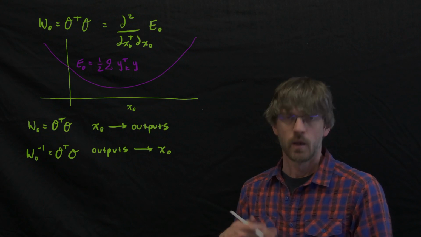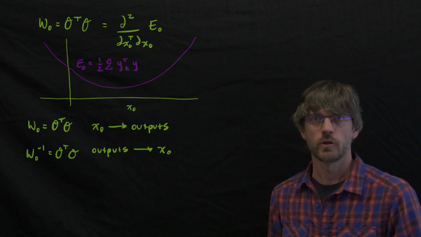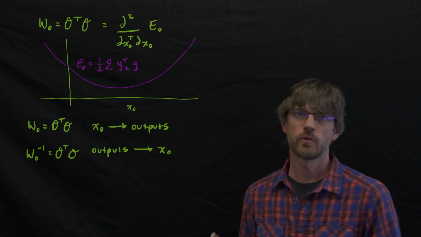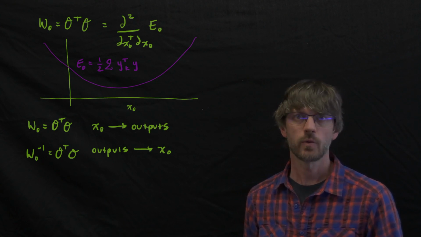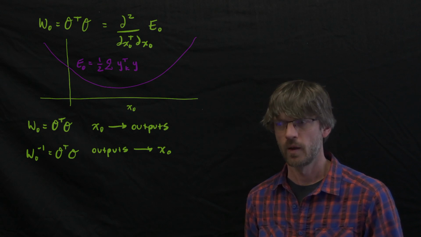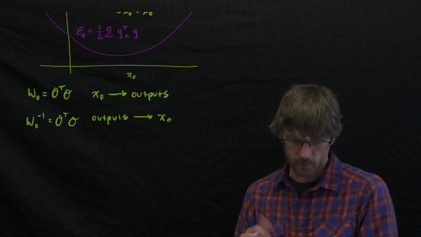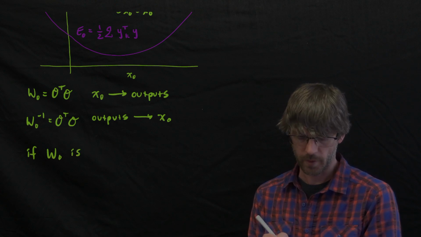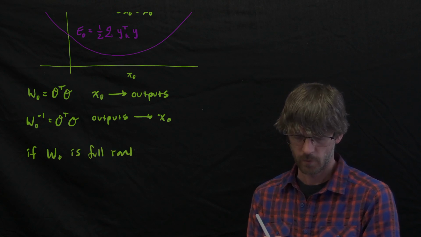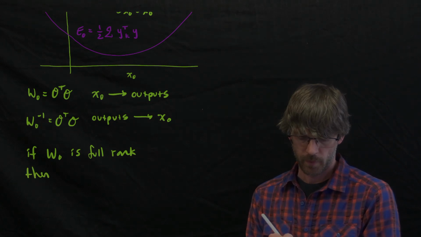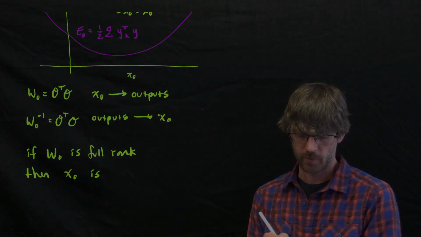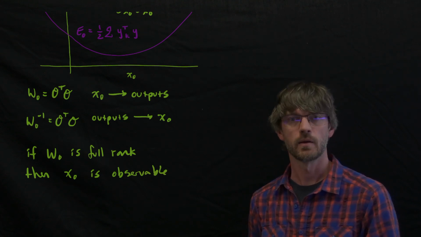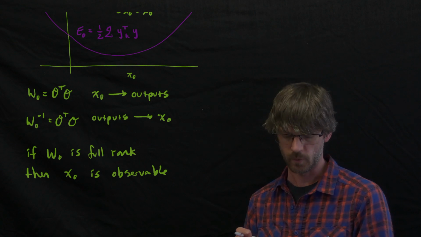So in order to estimate the initial condition given a sequence of measurements and control inputs and some system model, your observability Gramian needs to be full rank. Otherwise, you can't take the inverse. So let's write that out. So if your observability Gramian is full rank, then your initial condition is observable given the measurements and control inputs that you have over some time sequence.